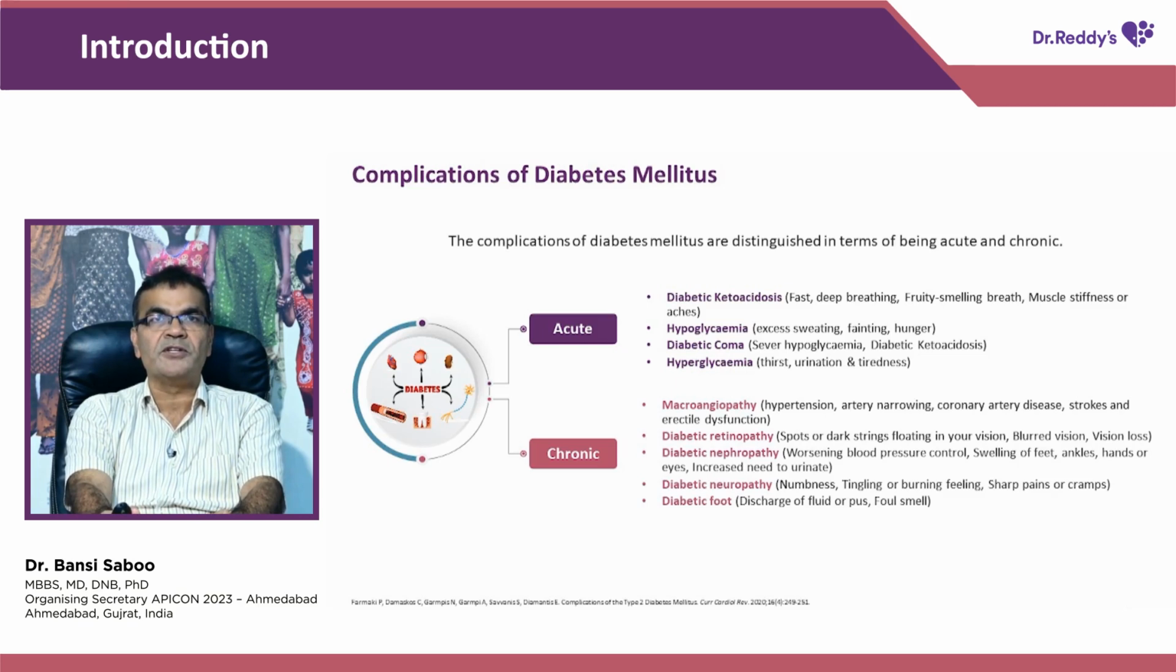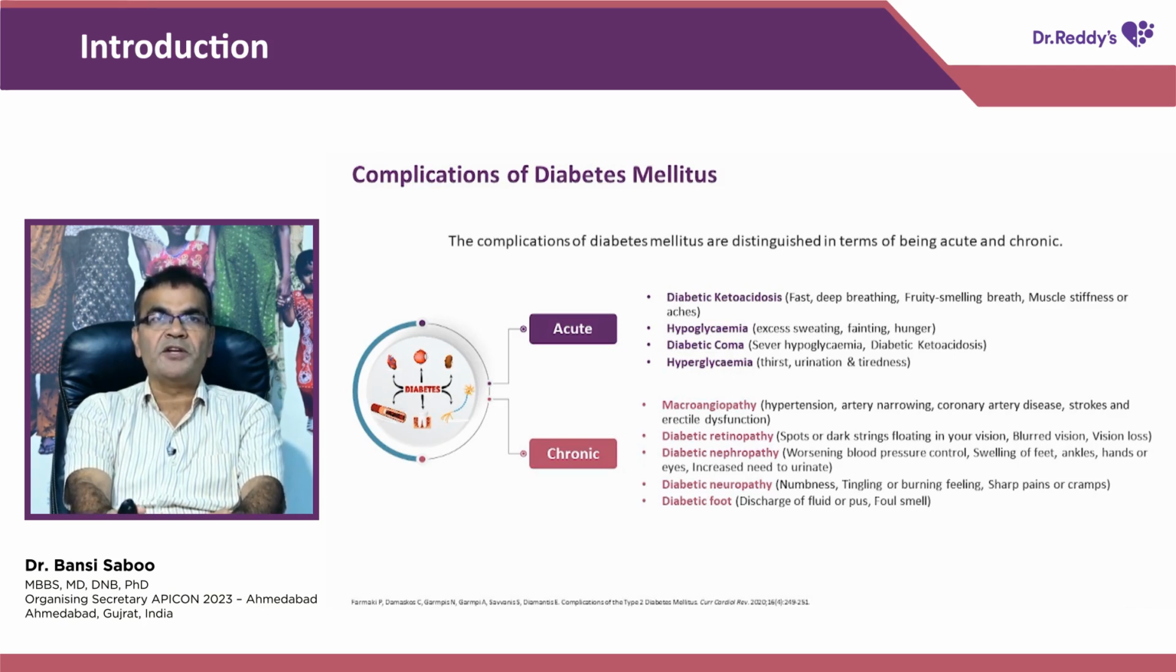The acute complications of diabetes: if someone is insulin deficient like in type 1 diabetes, they can have diabetic ketoacidosis. Then persons with diabetes who are on oral hypoglycemic agents or insulin may develop hypoglycemia or even diabetic coma, and some can develop severe hyperglycemia, which is also a very important acute complication of diabetes.